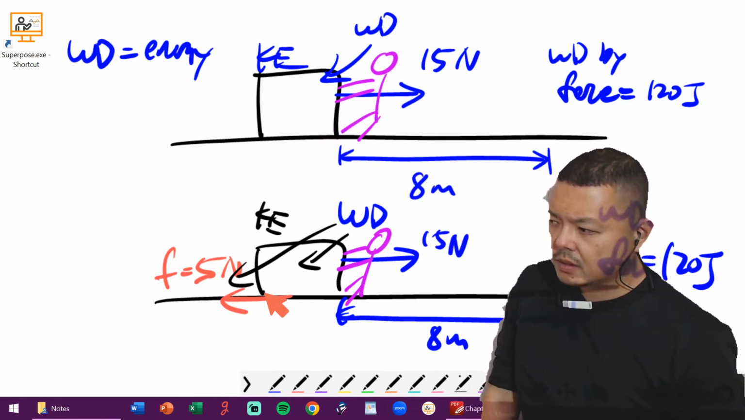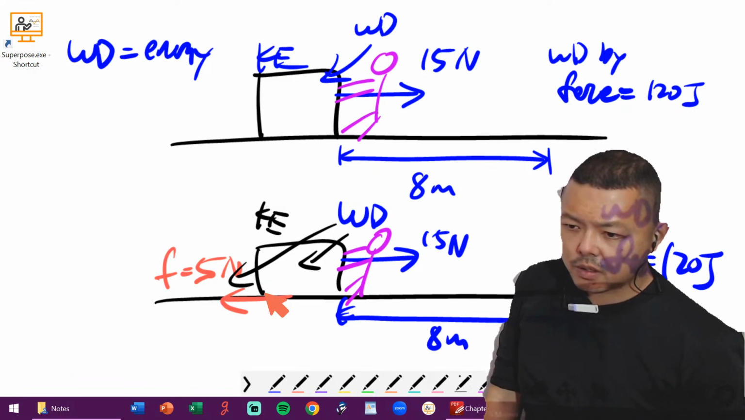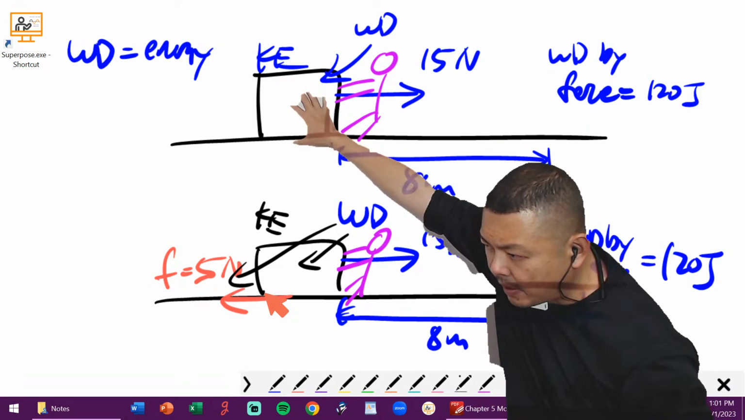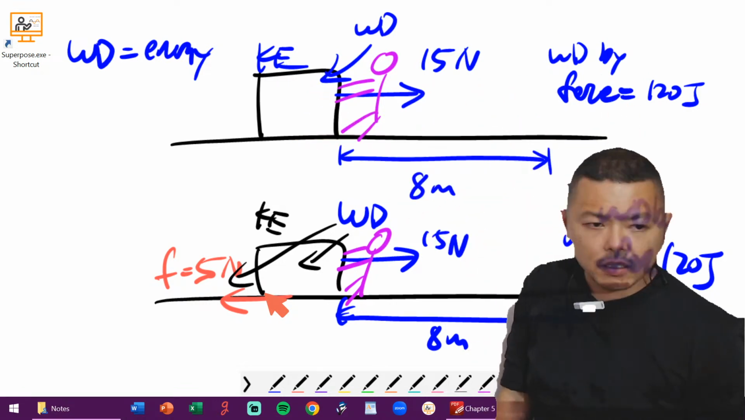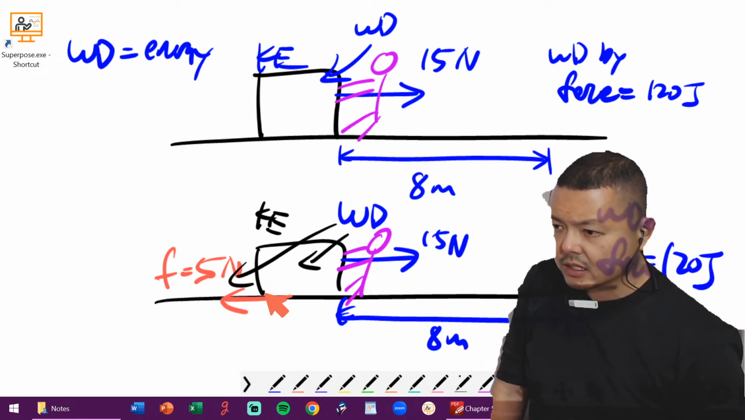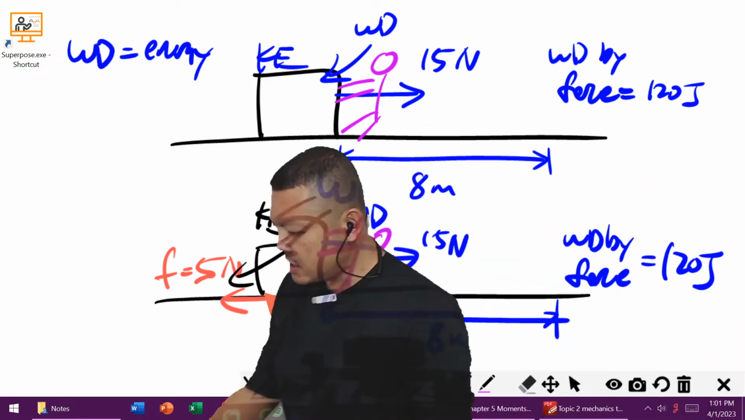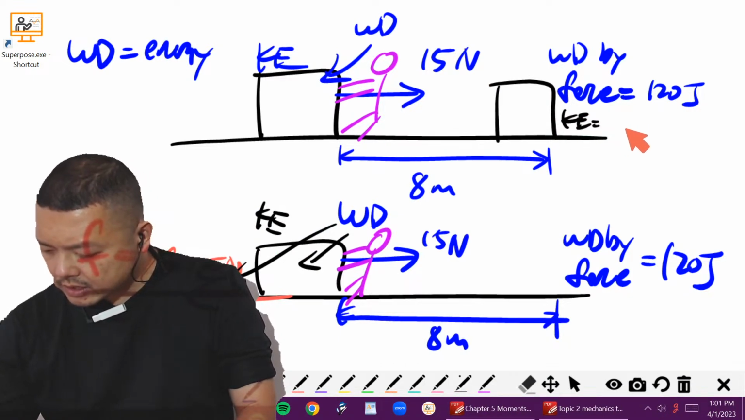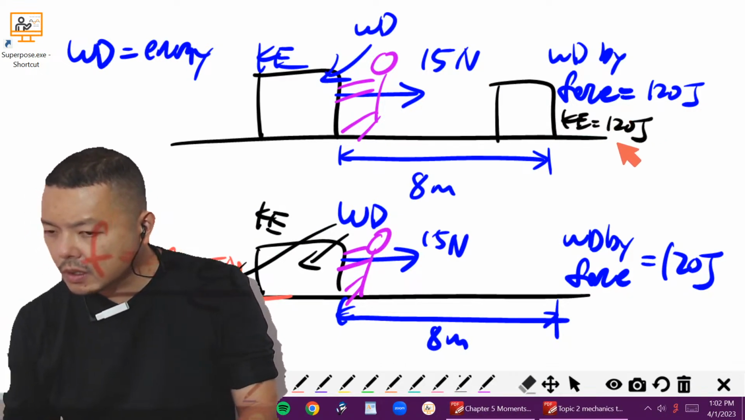120 joules. The work done is 120 joules, so the box will gain 120 joules of KE. The man will lose 120 joules of chemical potential energy. Do you understand this? So when the box is here, the KE of this box is 120 joules.